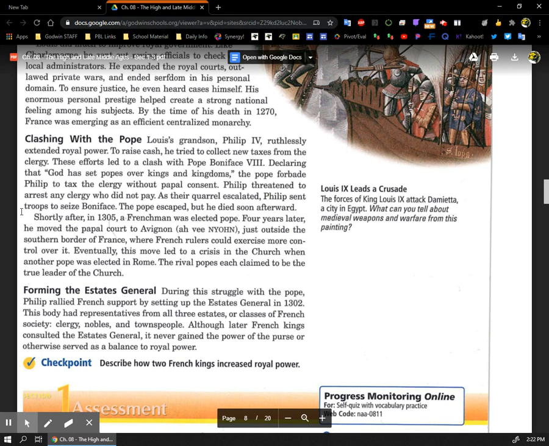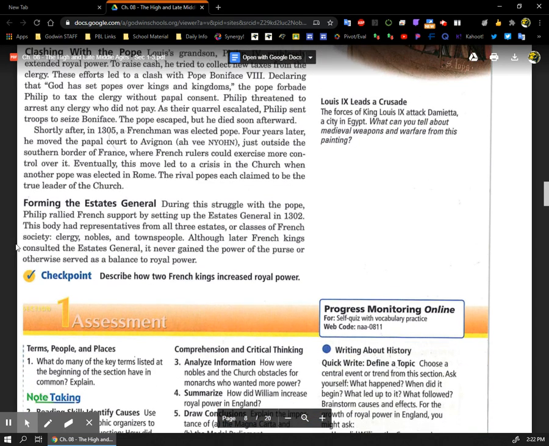Shortly after, in 1305, a Frenchman was elected Pope. 4 years later, he moved the papal court to Avignon, just outside the southern border of France, where the French rulers could exercise more control over it. Eventually, this move led to a crisis in the church when another pope was elected in Rome. The rival popes each claimed to be the true leader of the church.